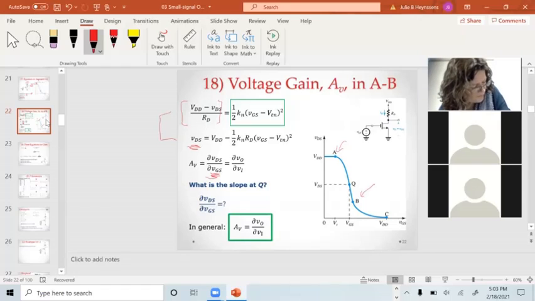That comes out to be, the 2's cancel out, and you get minus Kn RD times VGS minus VT.